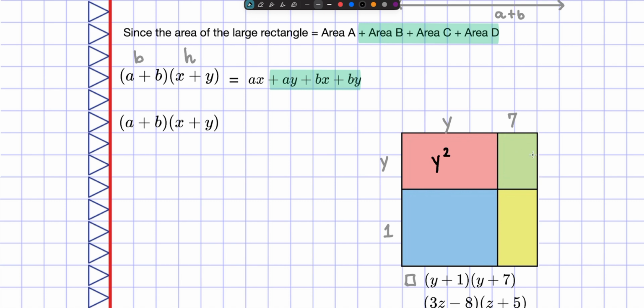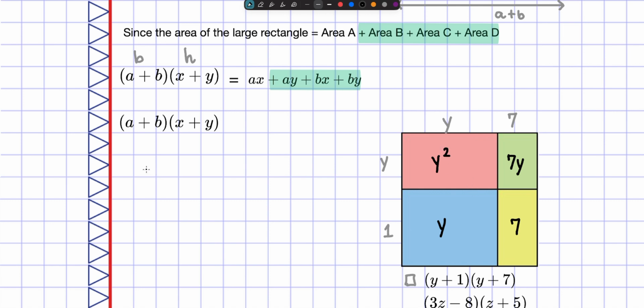If we wanted to find the area of the green, we would multiply the base times the height, which would be y multiplied by 7, giving us 7y. If we wanted to find the area of the blue, we would do y times 1, or just simply y. And if we wanted to find the area of the yellow, we would multiply 1 times 7, which would be 7. And if we wanted to find the entire rectangle, we would add all of these pieces together.